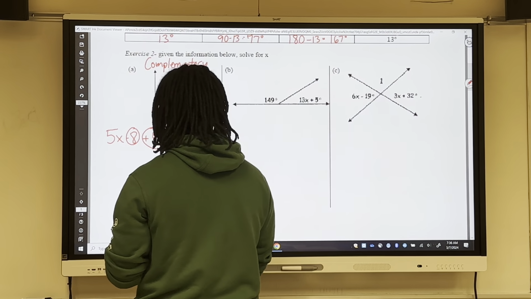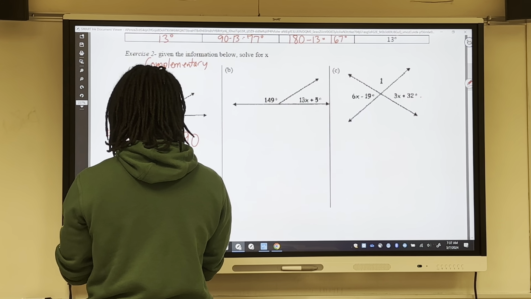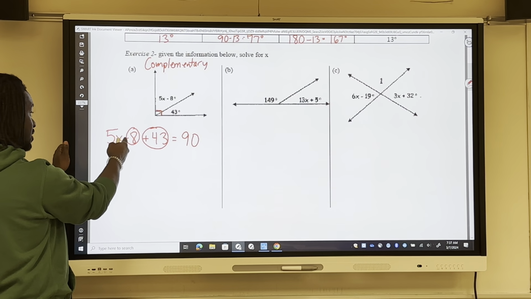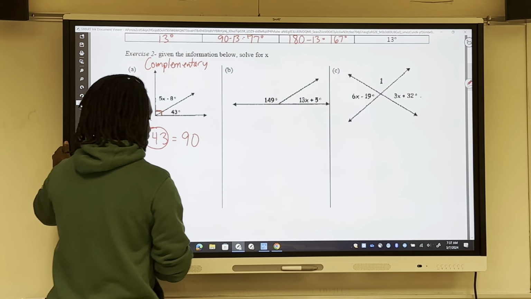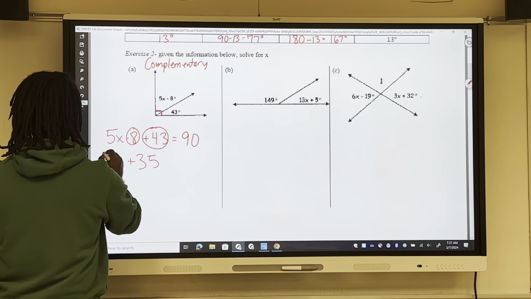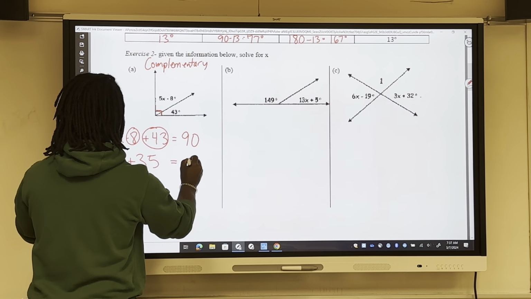So I'm essentially subtracting those. 43 minus 8 gives me 35. Again, you could put this in decimals, negative 8 plus 43, but it's going to give you 35, and that 35 is positive. Okay, so we got 5x plus 35 equals 90.